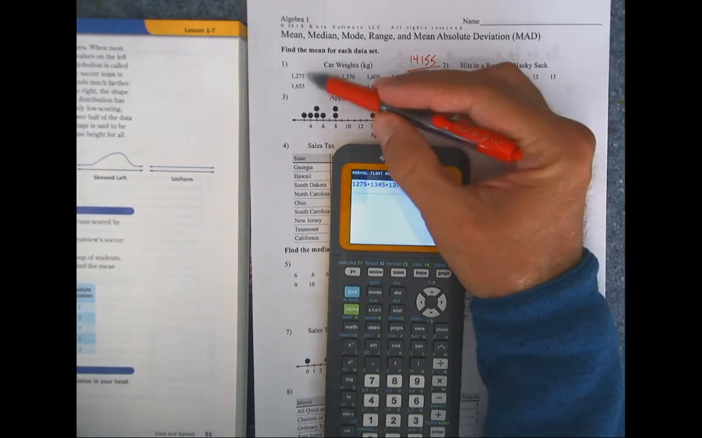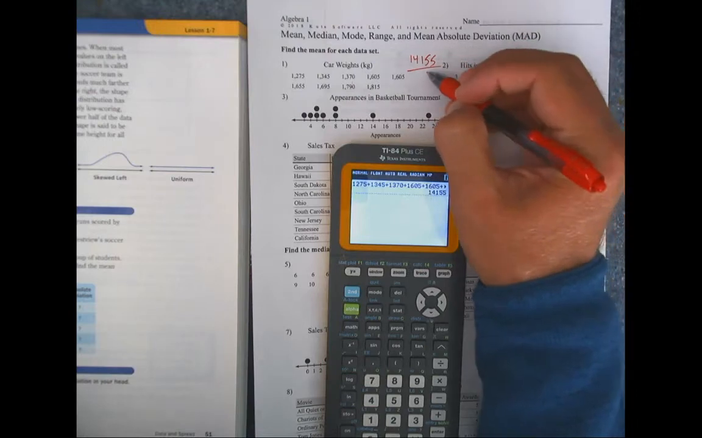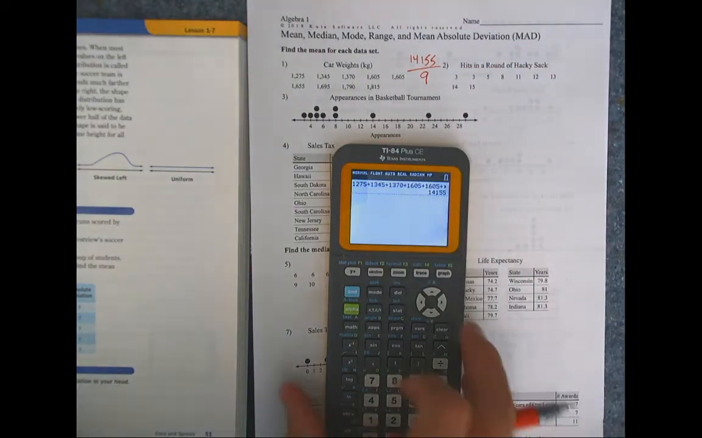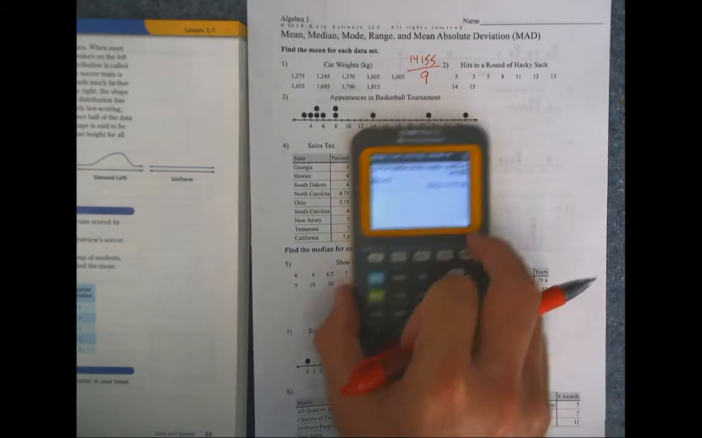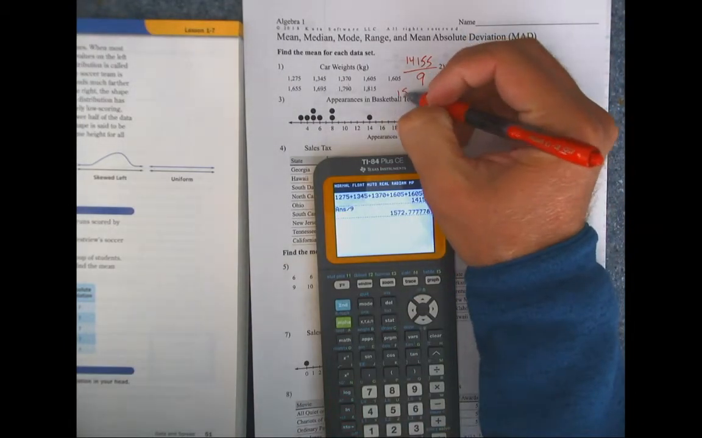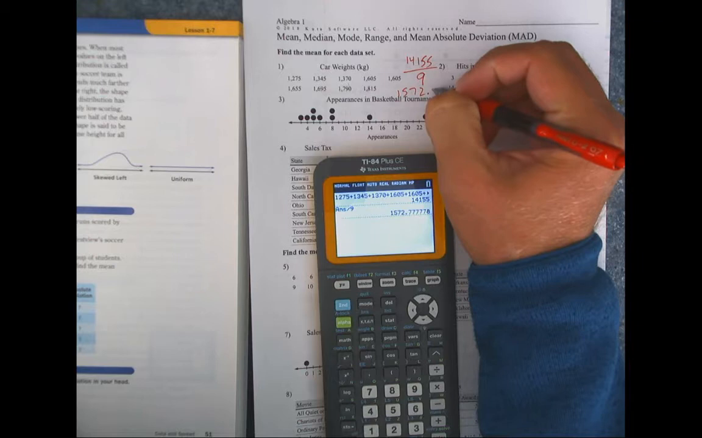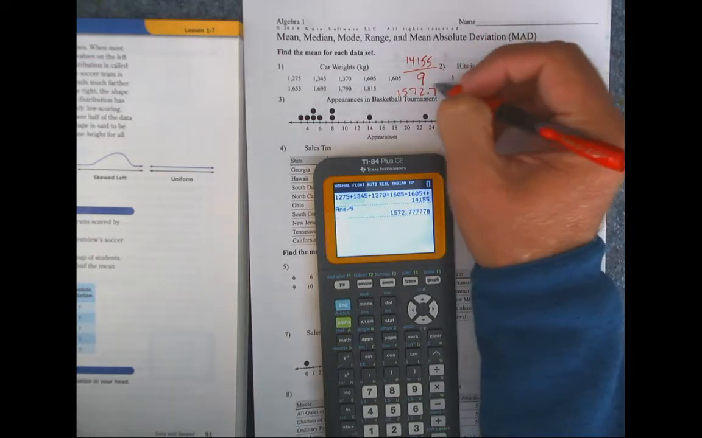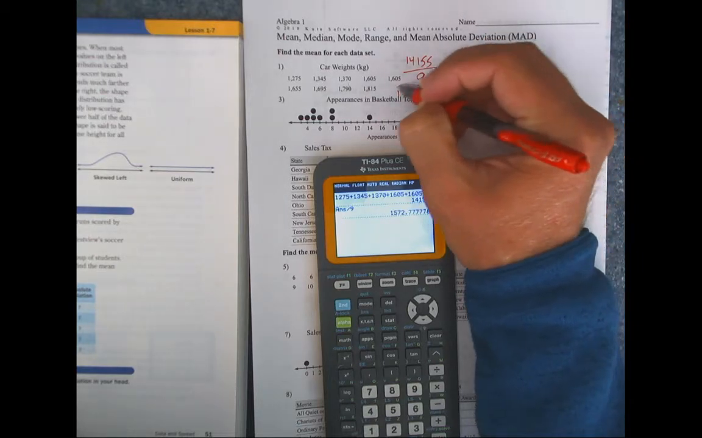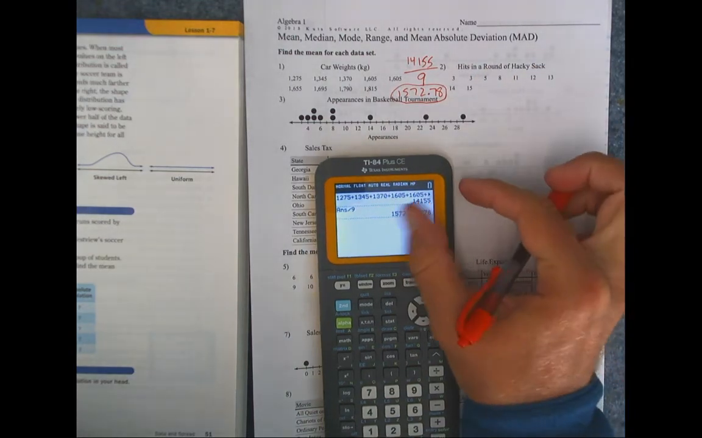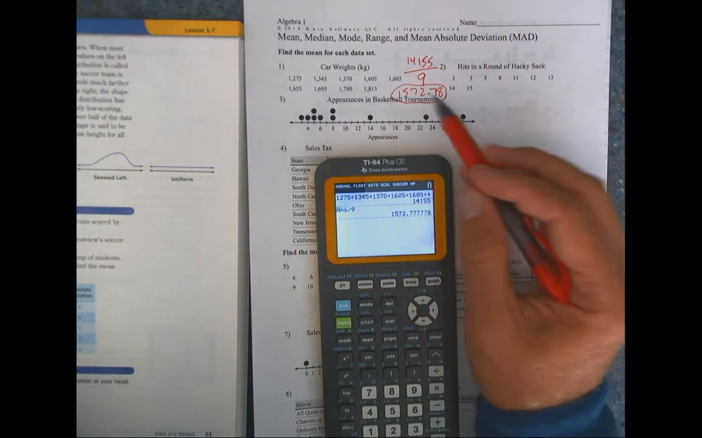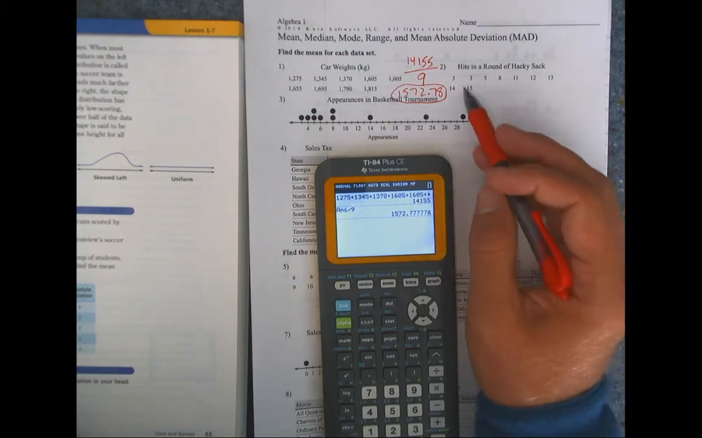If you count this up, 2, 4, 6, 8, there's 9 of these. So I added them up and I'm dividing by 9. My answer here is 1572.7. It doesn't say how to round it. 78 is the answer they gave you. They rounded that last decimal spot, but it didn't tell you how many places to go, so anything close to that is good.